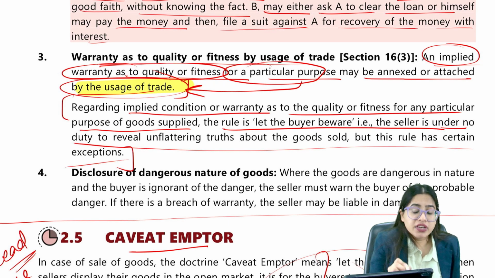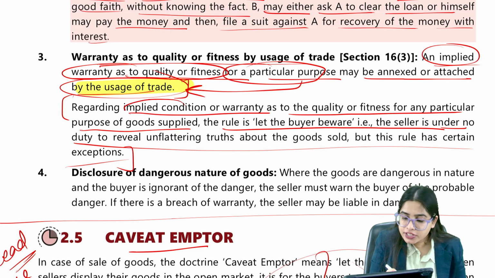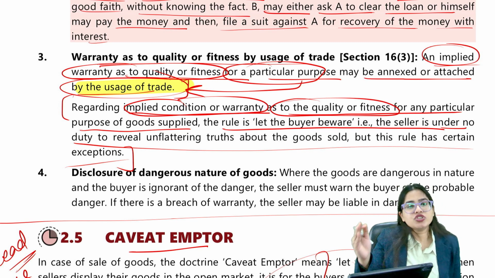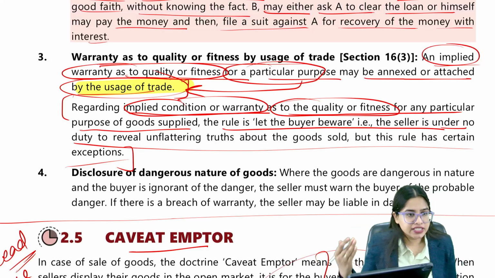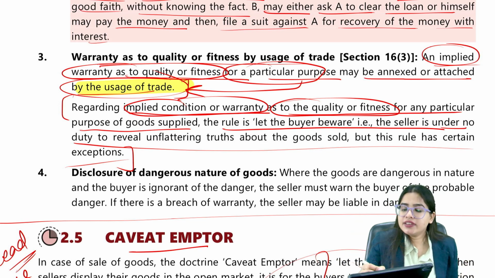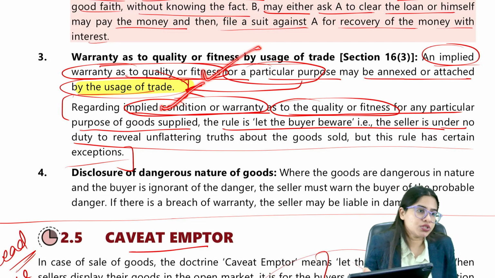Here one point is given: generally, when we talk about implied condition or implied warranty as to quality or fitness, it doesn't apply. Why? Because generally the rule of caveat emptor applies, let the buyer beware. The buyer has to take care of the goods. The buyer has to check whether it is of proper quality or not. But here, implied warranty as to quality or fitness will apply only in case of usage of trade.